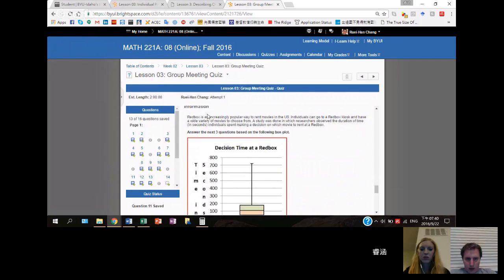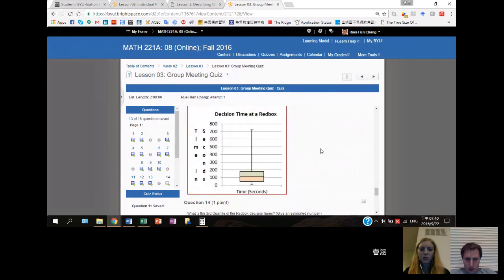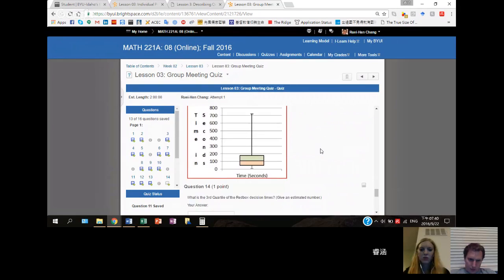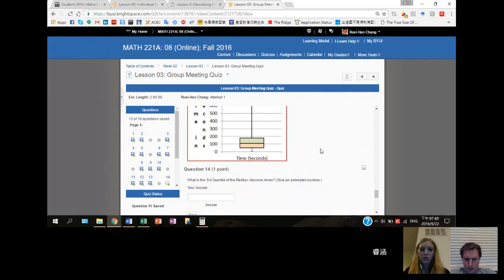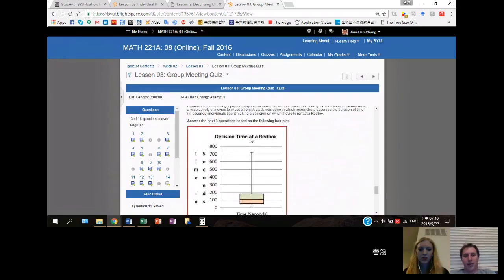What is the third quartile? $75? So that'd be like 175. About what I'm guessing. Yeah, 175. I don't like that they have us give an estimated number and we don't have the exact values.